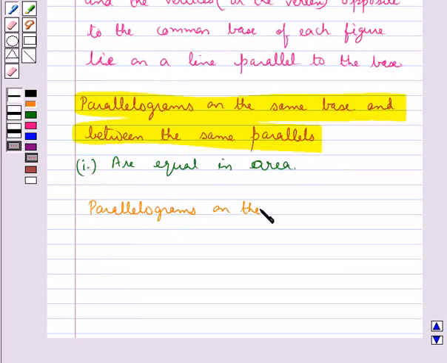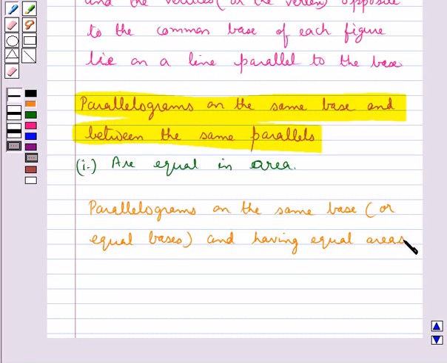and the converse of this statement can be written as parallelograms on the same base or equal bases and having equal areas lie between the same parallels.